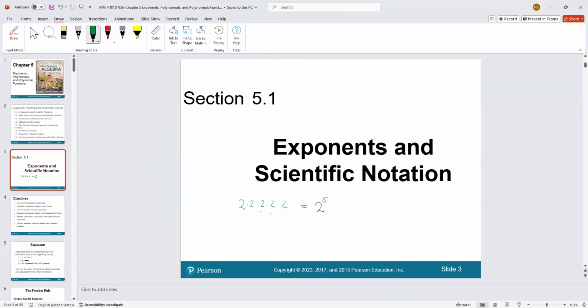As we said, exponents may be used to write repeated factors in a more compact form. Exponents can also be used when the repeated factor is a number or a variable. Here I gave you numbers, but if I have x times x times x, how many x do you see here? We see x 3 times.